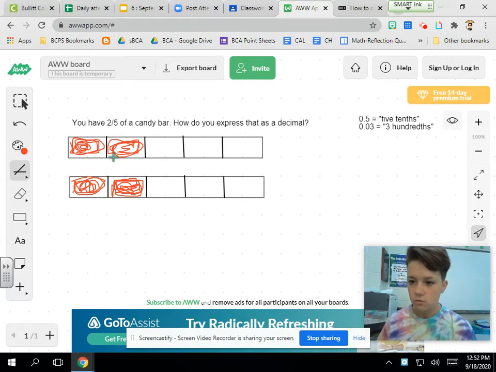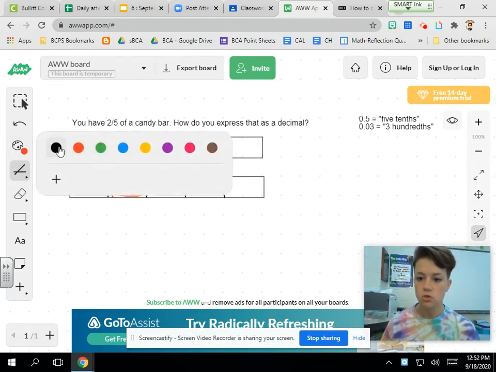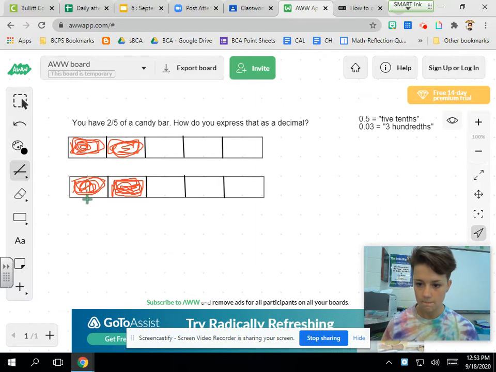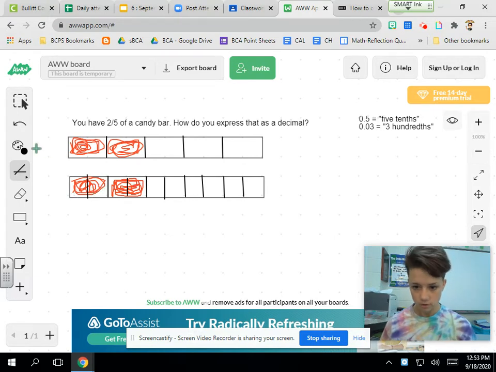So we've got 2/5. We need to express it as tenths. So if we have 5 and we need to get to 10, we have to double it. So let's take each of these pieces and make them 2 pieces. So now we've got 10 equal pieces of our candy bar. How many of them are shaded in? 4, 4/10. So we would say 2/5 is equal to 4/10.